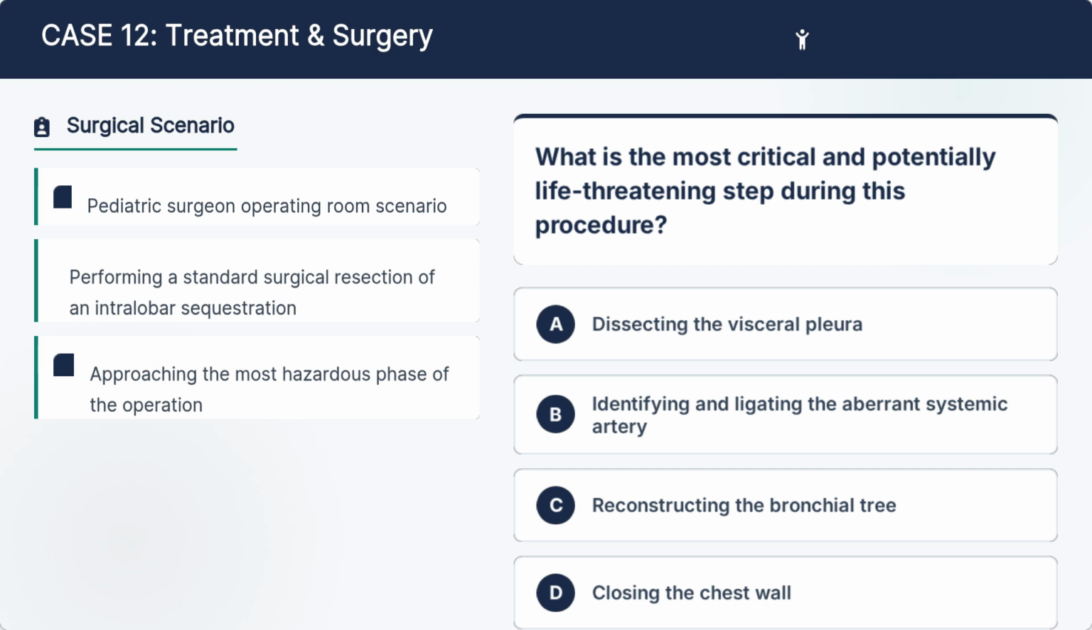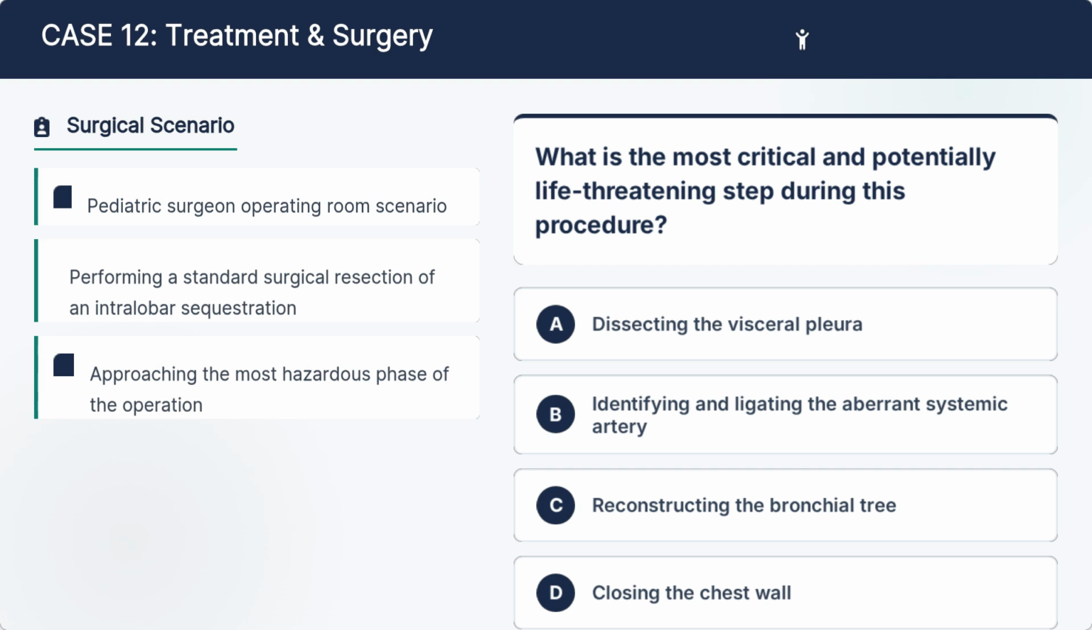Option A. Inflating the ipsilateral lung after resection due to the risk of air leak from the staple line. Option B. Identifying and ligating the anomalous systemic feeding artery because accidental division without ligation can cause fatal hemorrhage. Option C.